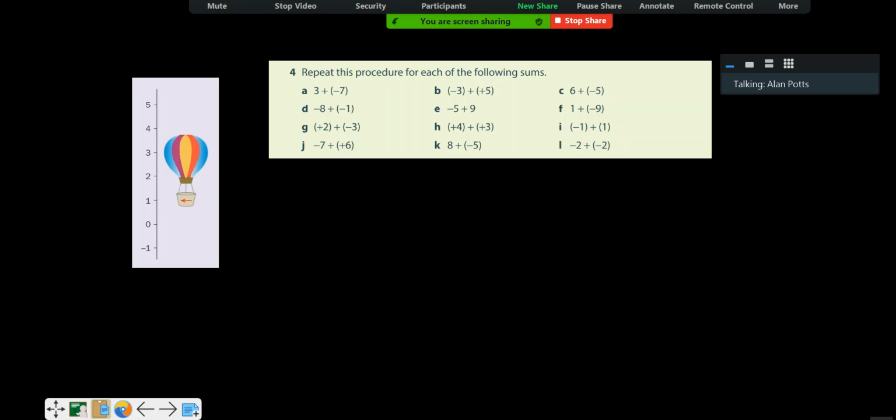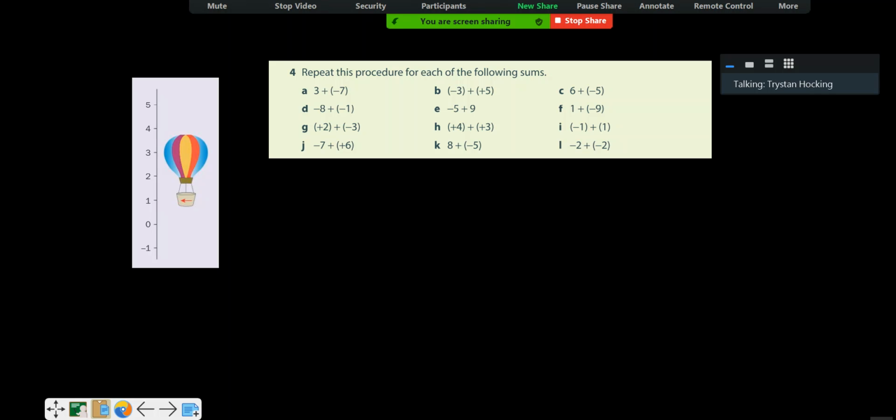Does anyone have any method that they've heard of for if you have to add together two negative numbers or subtract with negative numbers? Does anyone have anything to offer? I can't see your pictures now, guys, so you'll have to chat. No? Nothing at all?